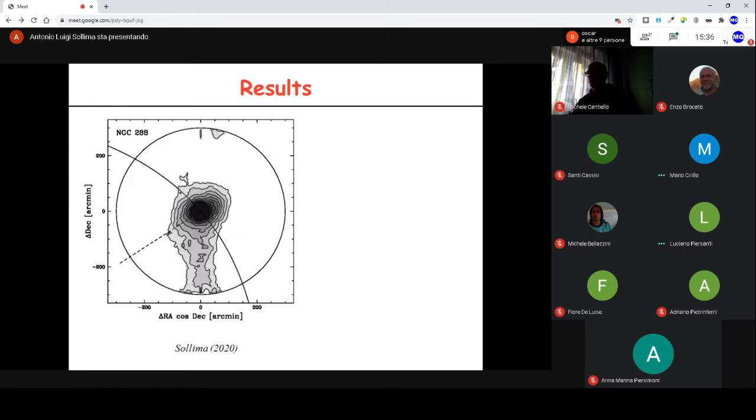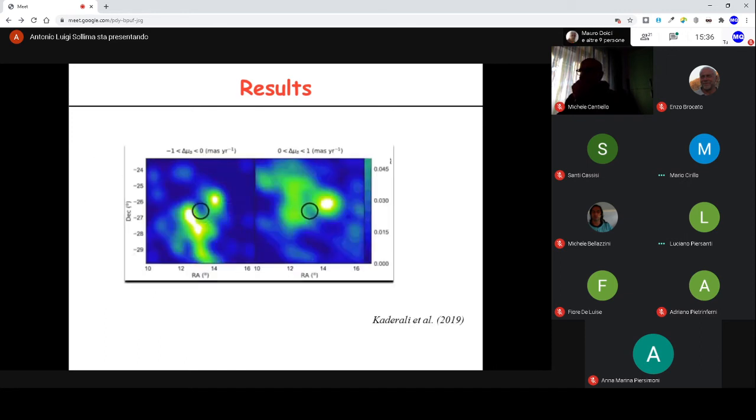This is another case, NGC 288, where again you can see the leading arm of the tidal tails at 3 sigma above the background. And here it is also interesting to see that there is a torsion of the tail, because the central part of the tail is oriented in a different direction with respect to the external part. So, in agreement with what I told you before, of the variation of the angle with the distance. And this also agrees with the recent analysis of Kader Ali et al. 2019, even if, in my opinion, my density contours are a bit cleaner.